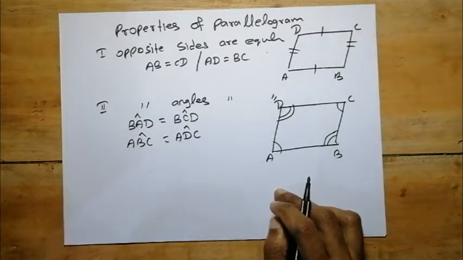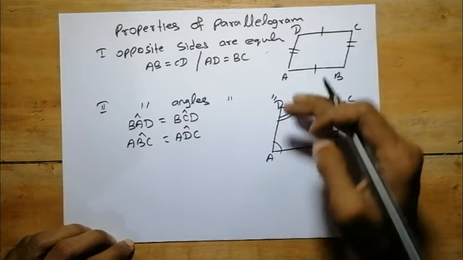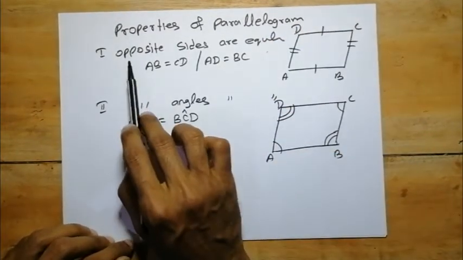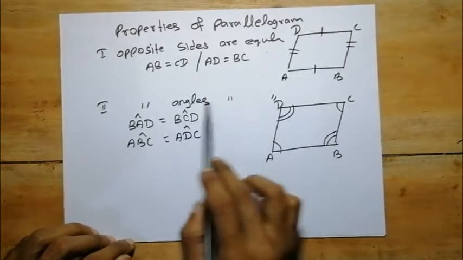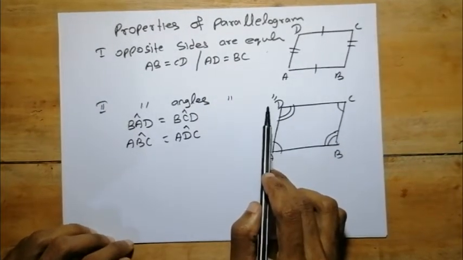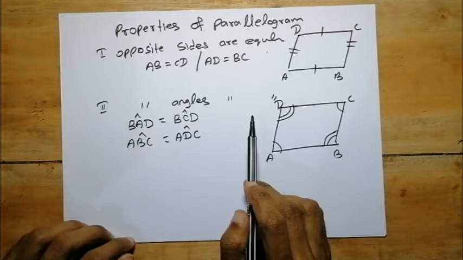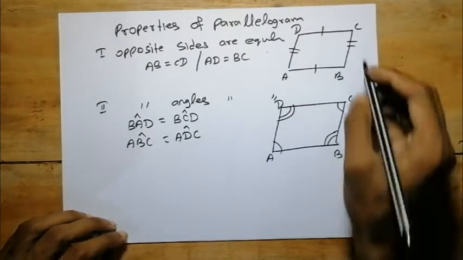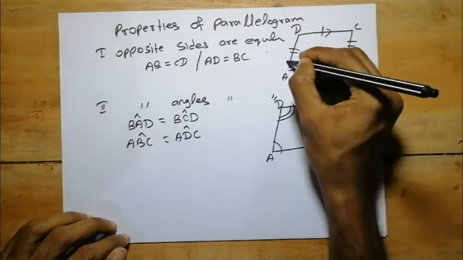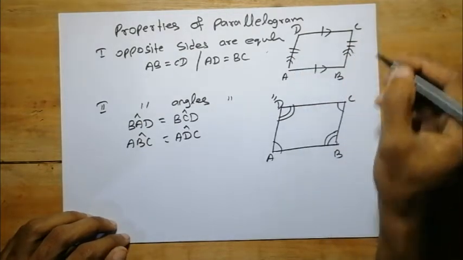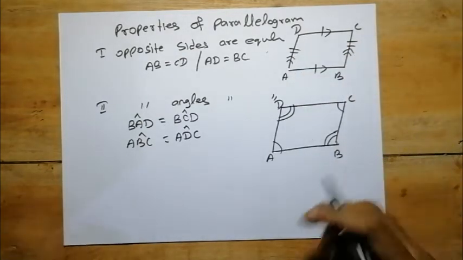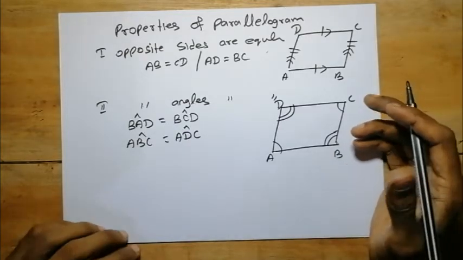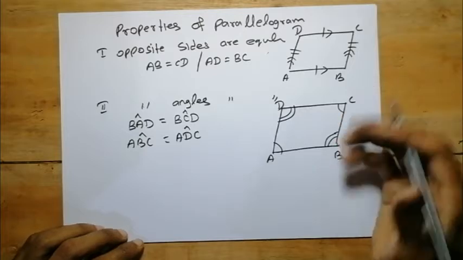Okay, the two properties, two characteristics we wrote: opposite sides are equal, opposite angles are equal. Why didn't we write that opposite sides are parallel? Because it's universal, it's always there. Opposite sides are parallel, it's always there. So that is the universal factor, so we don't want to say it is always there.